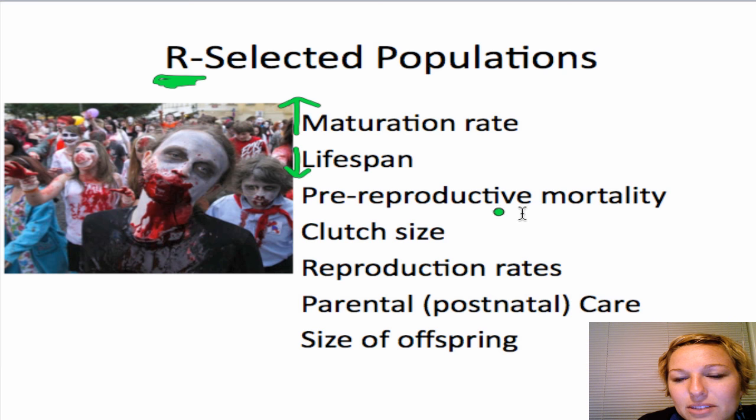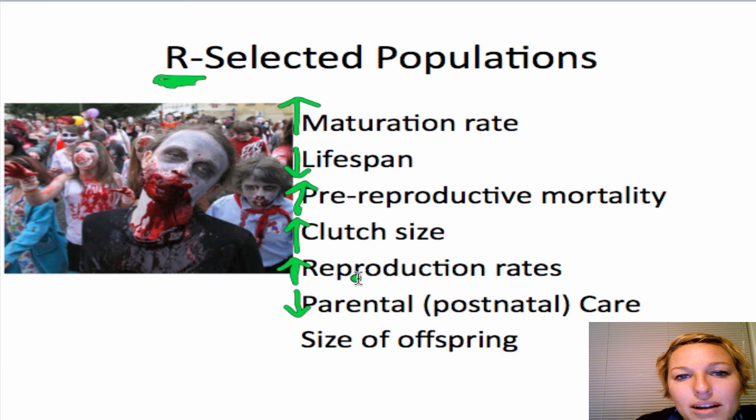Pre-reproductive mortality. So this is the death rate of individuals that have not reached sexual maturity, that can't reproduce. Their pre-reproductive mortality is high. Their clutch size is high, which means when an R-selected individual has young, it has hundreds, sometimes even thousands. It has very high reproduction rates. It has low parental care. So there's little or pretty much no investment in parental care.